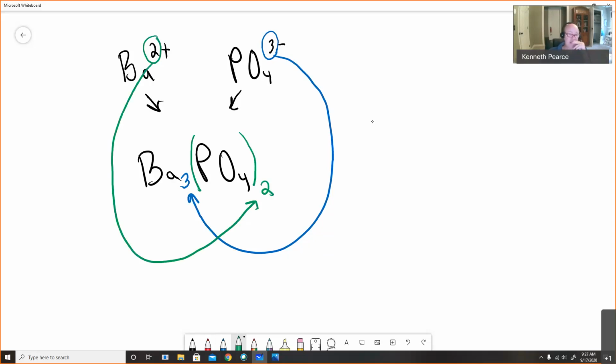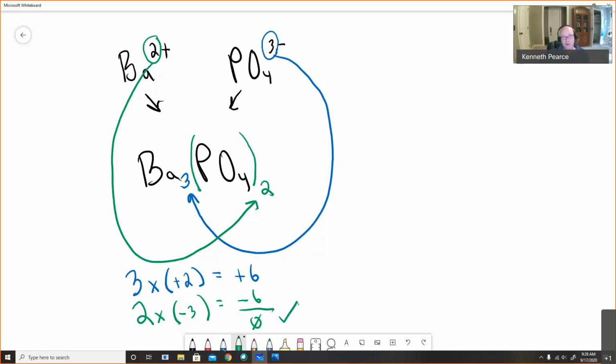And once again, the charges have to add up to 0, and that's why we're doing this. And if you take that barium, well, there's 3 of them now. The charge on each one of those bariums was +2. That gives me +6. And the phosphate, well, there was 2 of them, and the charge on each phosphate, not on the oxygens, on the whole thing, is -3. And 2 times -3 gives you -6, and that gives you 0. So once again, we're happy. We've got the charges to add up to 0.